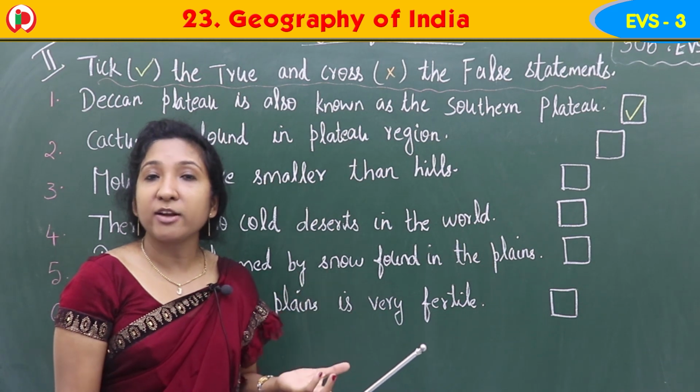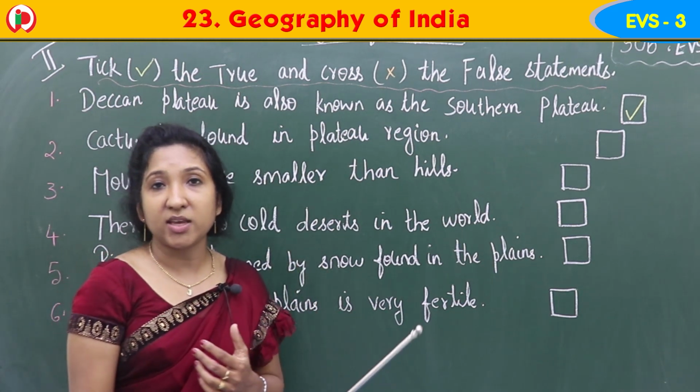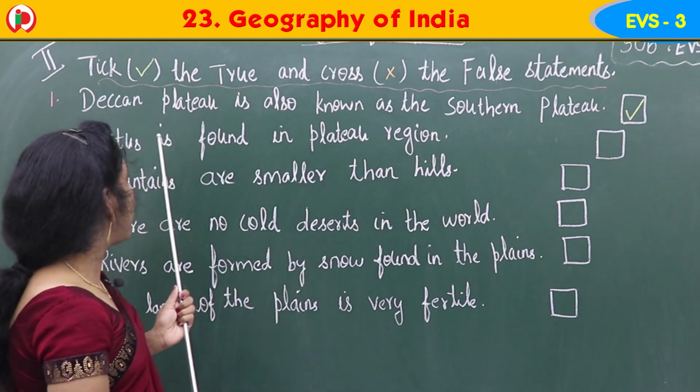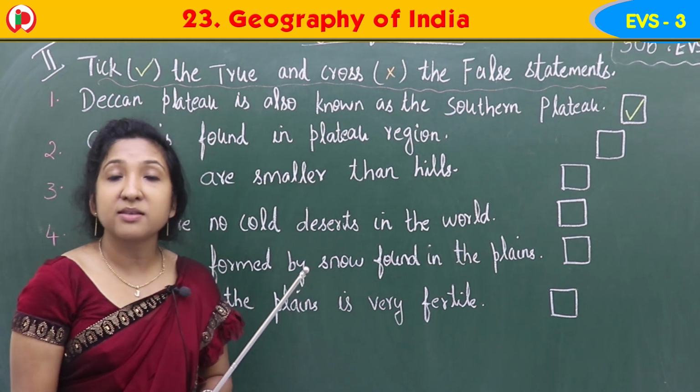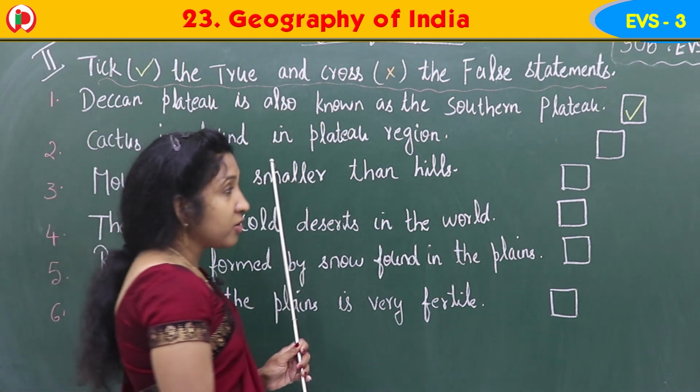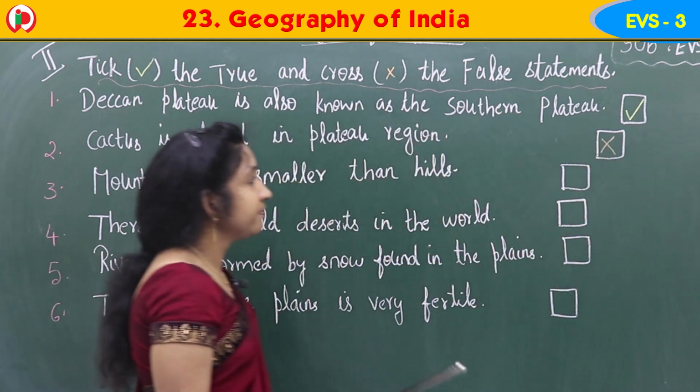Okay, it is not in the plateau region. We can find cactus plants in the desert region. So the given statement, cactus is found in plateau region, is a wrong statement, a false statement, so you can give a cross mark in the square box, cross.